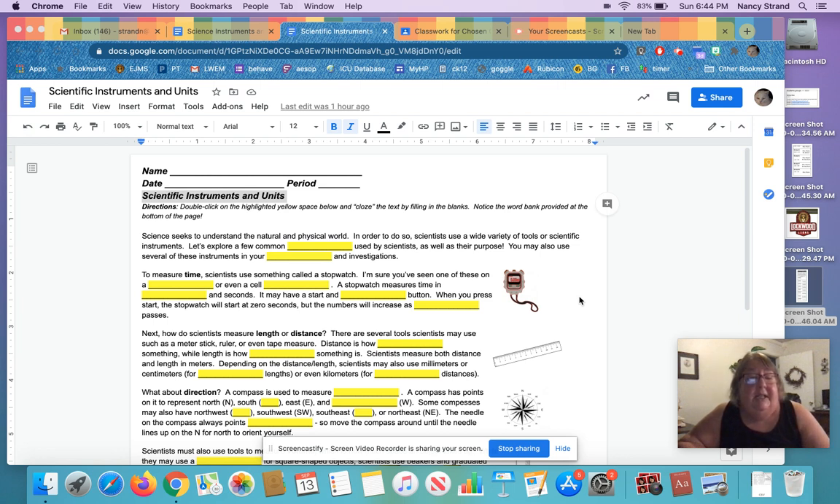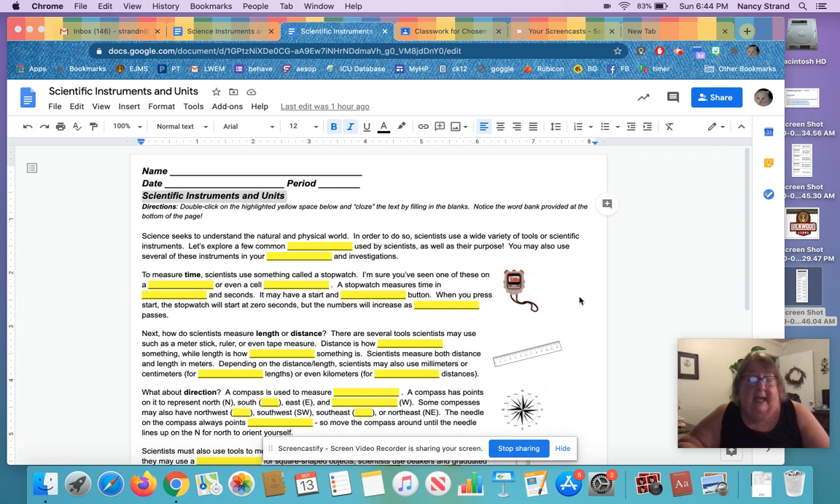Science seeks to understand the natural and physical world. In order to do so, scientists use a wide variety of tools or scientific instruments. Let's explore a few common instruments used by scientists as well as their purpose.